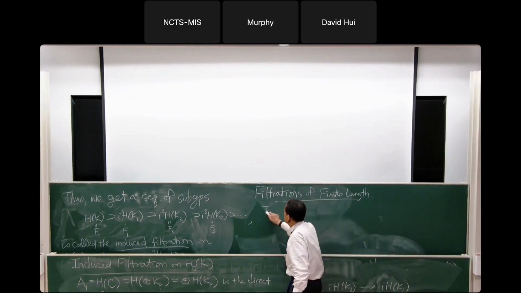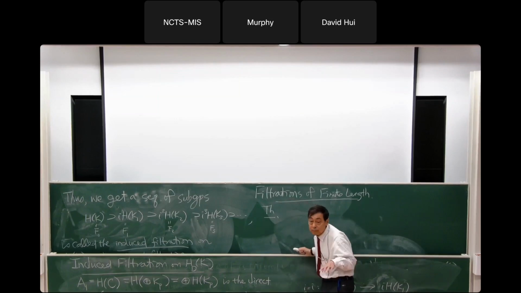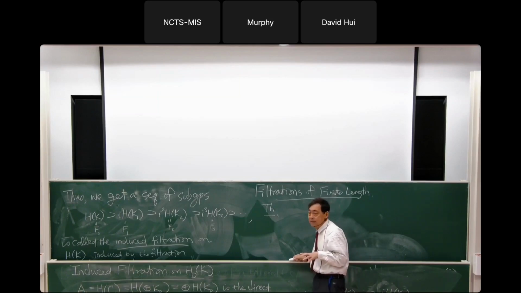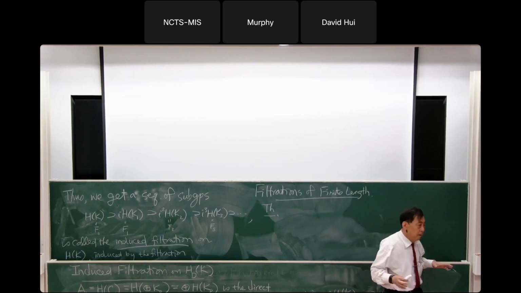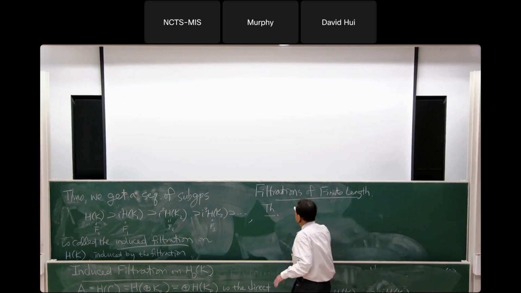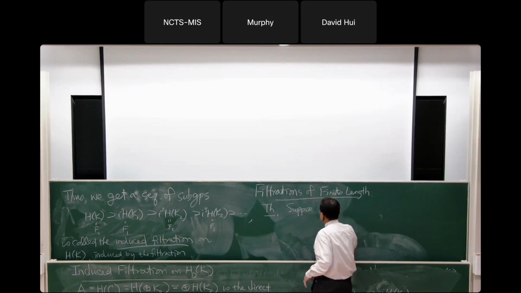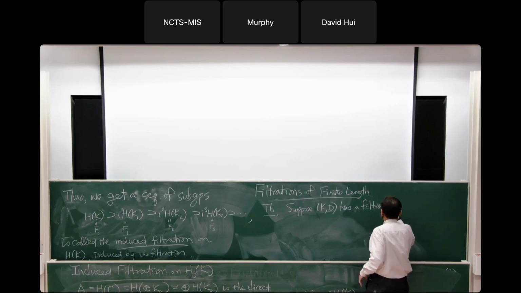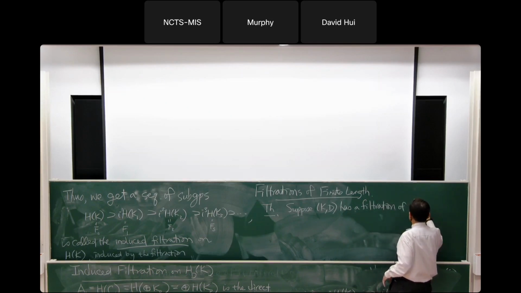Theorem. Okay, now to make it simple, we'll just assume that the filtration has length 3. We are working in the category of abelian groups, so these are all abelian groups. So suppose the differential complex KD has a filtration of length 3.